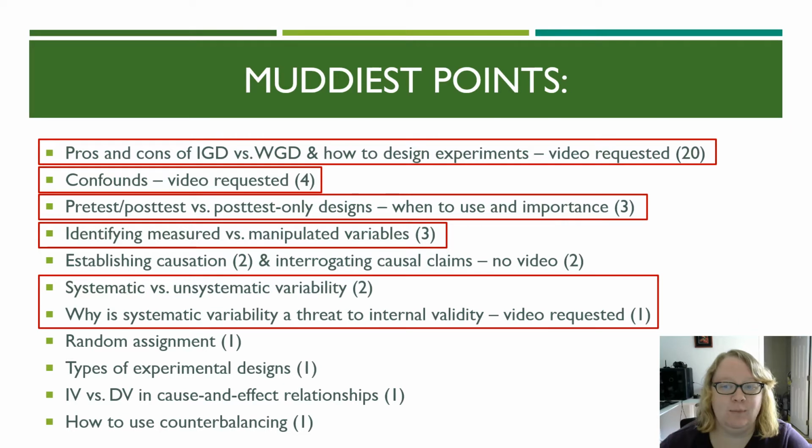You can see here that by far the muddiest point was pros and cons of independent groups designs versus within groups designs and how to design experiments with those. 20 people requested that. A couple other things: confounds, pretest-posttest versus posttest only, measured versus manipulated variables, and systematic versus unsystematic variability, and then a couple other things that only one person said or that videos were specifically not requested for. So let's go ahead and jump into the first most common muddiest point.